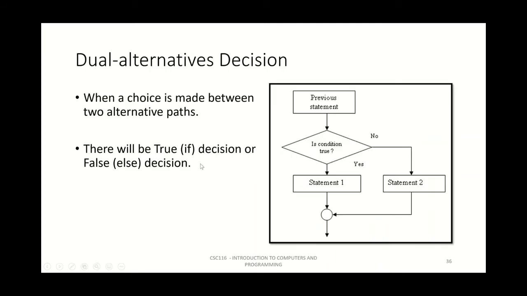Next, dual alternative. So dual alternative is when a choice is made between 2 alternative paths. So there will be a true decision and a false or else decision. Based on the condition, we can test for both conditions, and we have a statement for both. So what happens if the condition is true? We have one statement. And what happens if the condition is false or no? You also have another statement, which is another action.